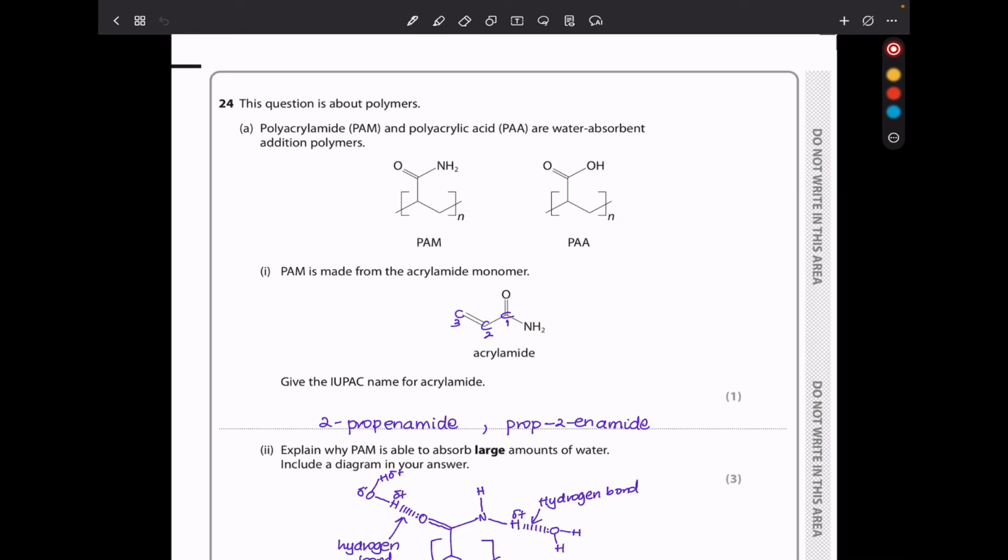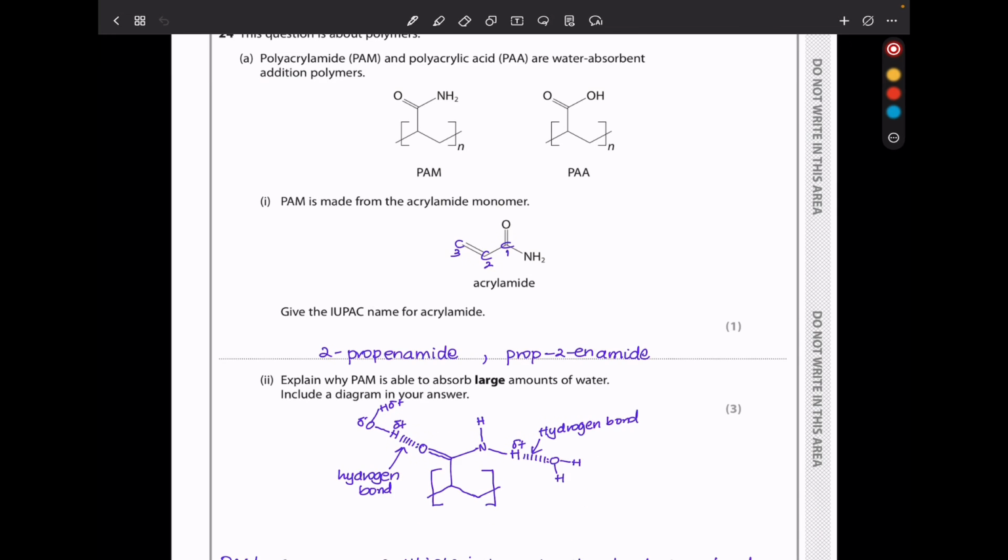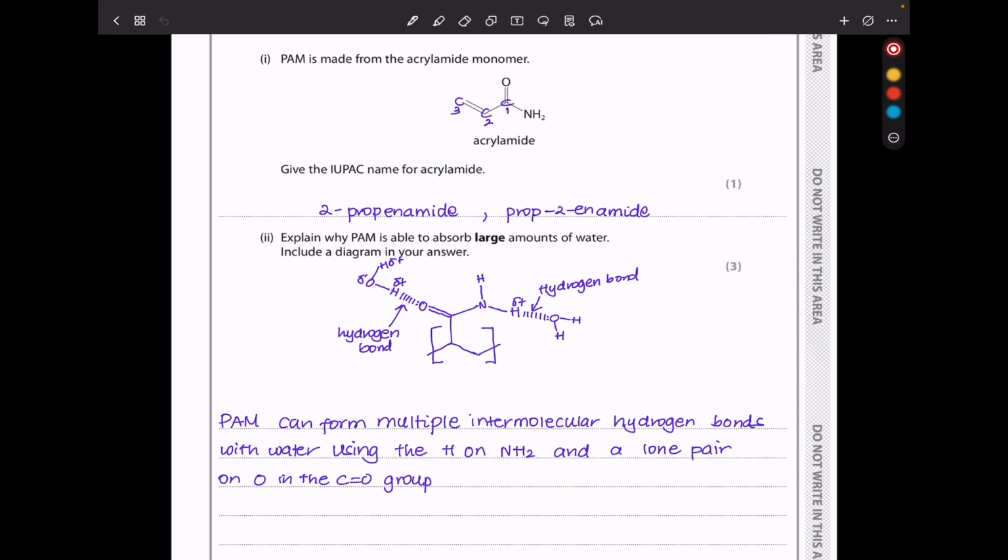Question 24. This question is about polymers. PAM and PAA are water-absorbent addition polymers. We can see them here and that. PAM is made from acrylamide monomer, which is given here. They say give the IUPAC name of the acrylamide. If we look at the main chain, it has 3 carbons, but there is a double bond, so it's going to be propene. It is also an amide. And since the double bond is on carbon 2, since this carbon should be carbon 1, it's going to be prop-2-enamide.